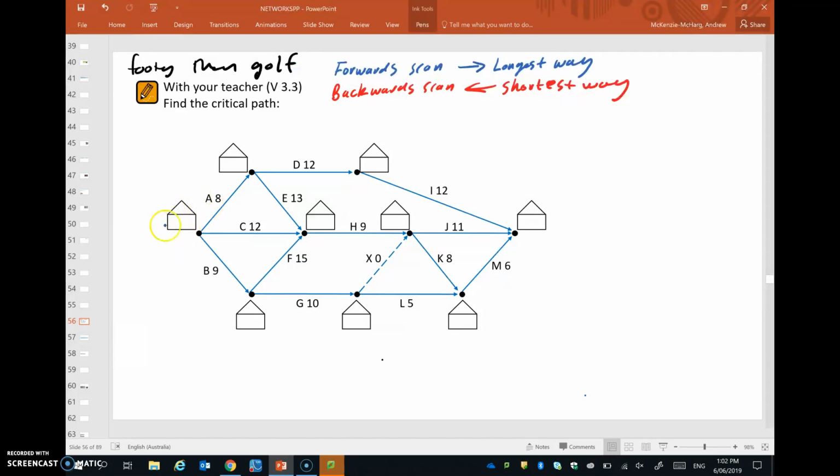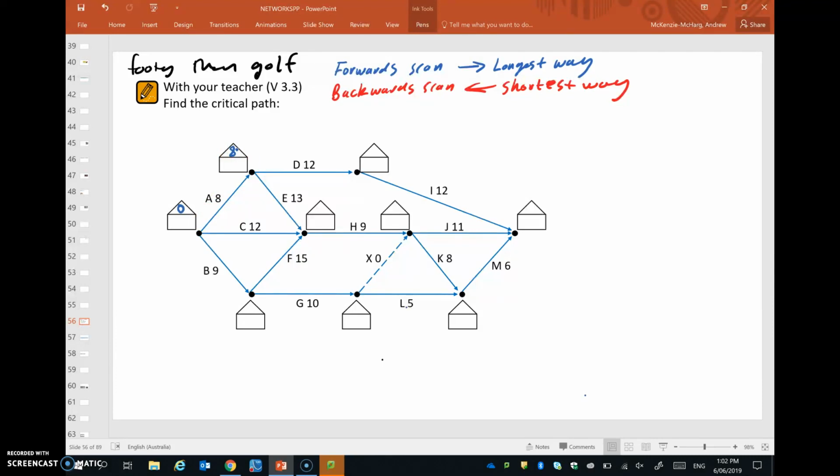So we start here at the beginning, and we have these houses at each vertex, this house shape, which is going to allow us to keep track of the forward scan, then the backward scan. We use the top of the house for the forward scan, and we're going to start at the beginning, and 0 goes in here, because we haven't travelled any distance yet. Now, we want to find the longest way to get to each vertex. Alright, so we'll start from this one, and there's only one way to go along here to this activity A, and that will take 8.